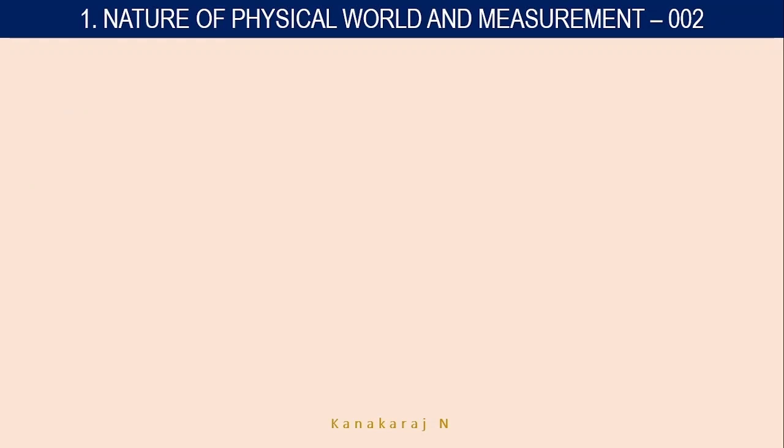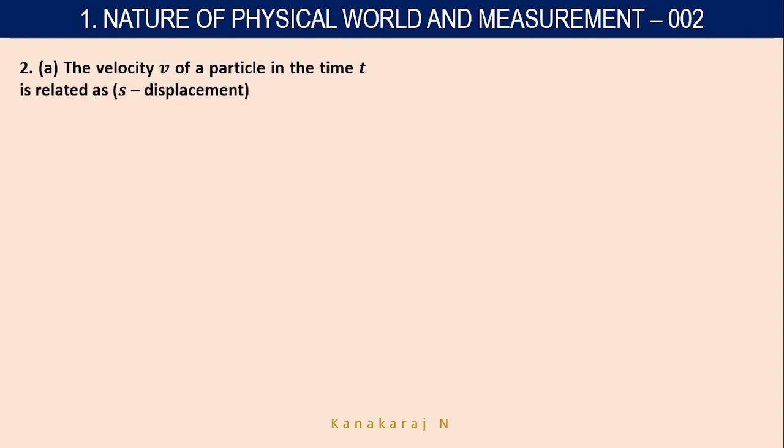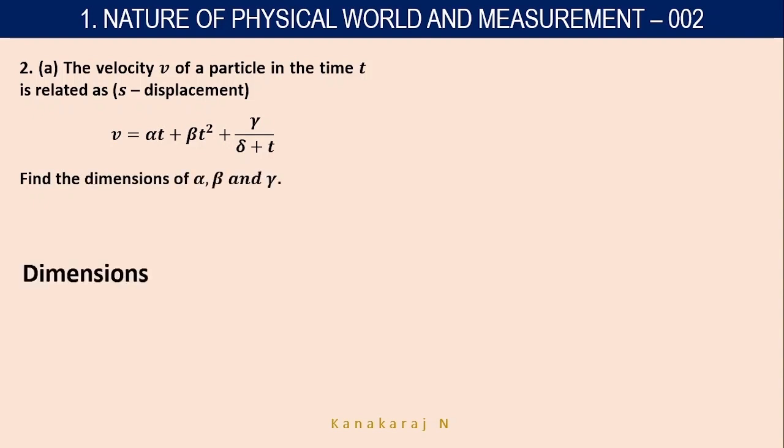Let us learn another problem from nature of physical world and measurement. The velocity v of a particle in the time t is related as v equals alpha t plus beta t square plus delta gamma divided by delta plus t. Find the dimensions of alpha, beta and gamma and even delta.